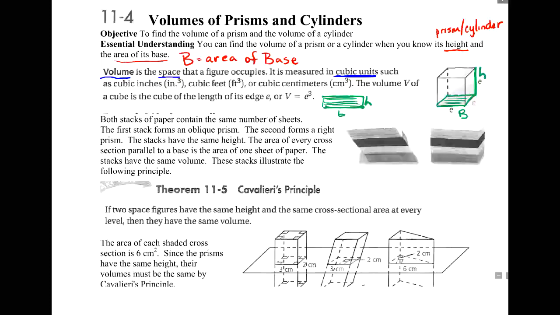The thing about these is that they have the same height, whether we measure it from here to here or from here to here. Height is just perpendicular to the base. They both have the same height, and therefore they're both going to have the same volume because each sheet of paper has the same area. Our base is going to have the same area.